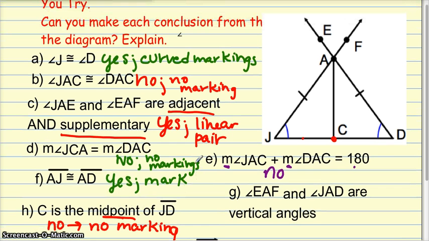Letter G, it says angle EAF and angle JAD, are they vertical angles? Vertical angles are formed when two lines cross and they're opposite each other. So yes, these are vertical angles. How do you know that? It's because you know what vertical angles are by their definition.